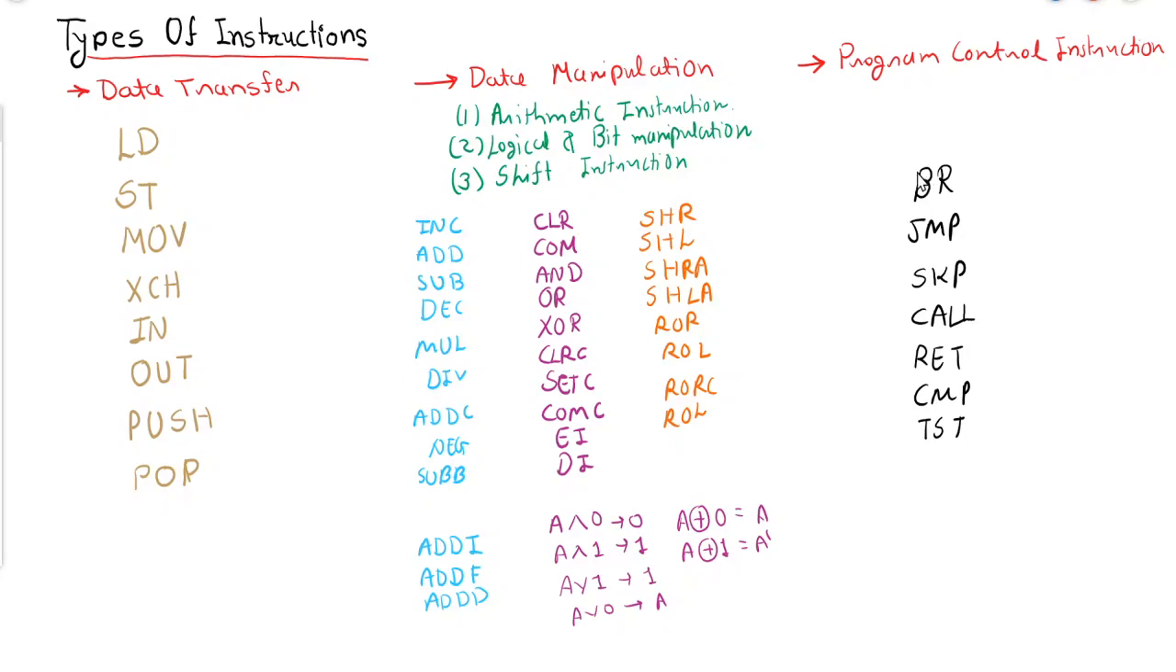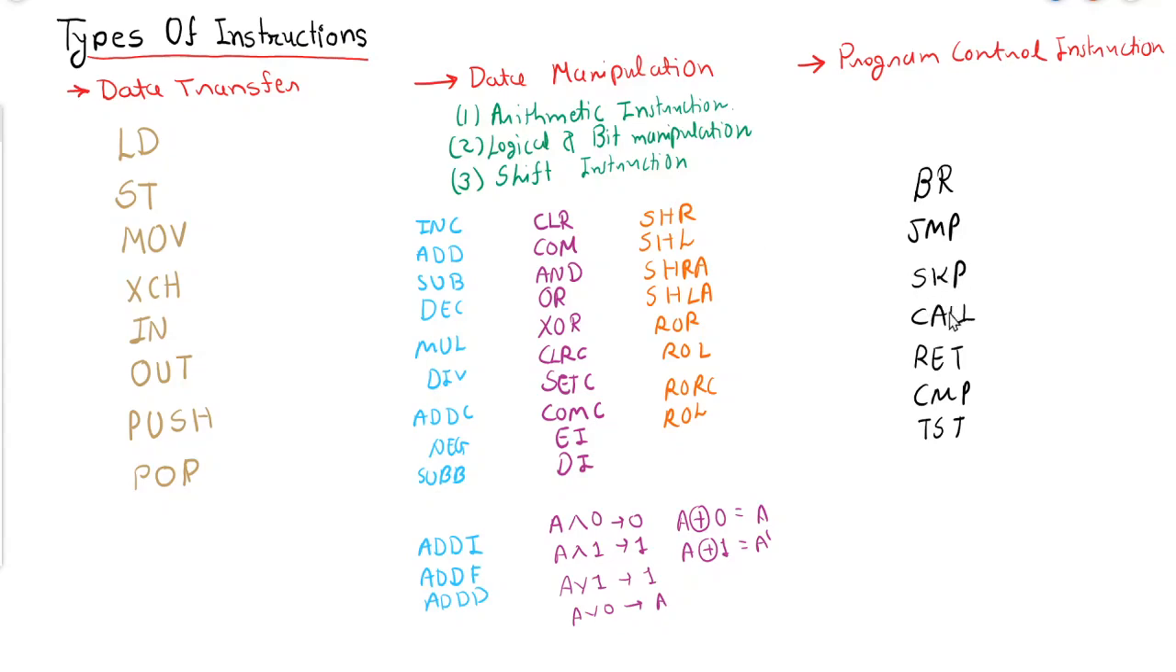In unconditional branch, without checking any condition, the desired address will be directly updated into the program counter. Skip instruction is basically implemented using a condition. If the condition is true, it will increment the program counter, which means it will skip the next instruction, and if the condition is not true, it will continue with the normal execution.